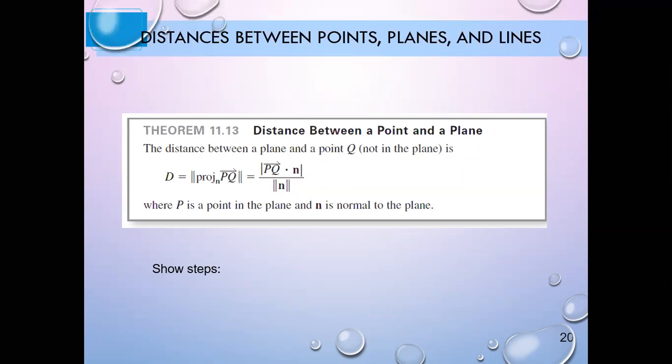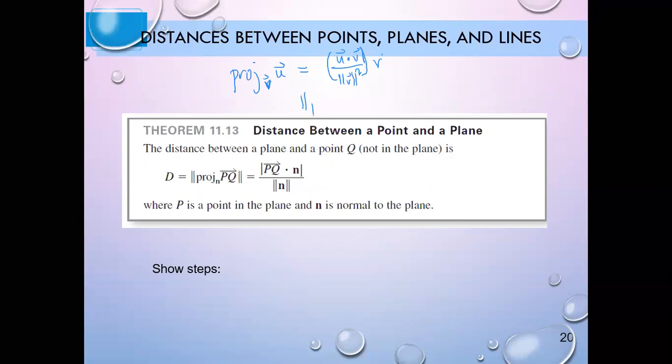And of course, the formula for that projection, remember, we had the projection of U onto V. Okay, that was equal to U dotted with V over the length of V squared, times V.